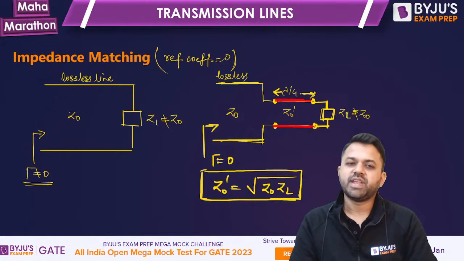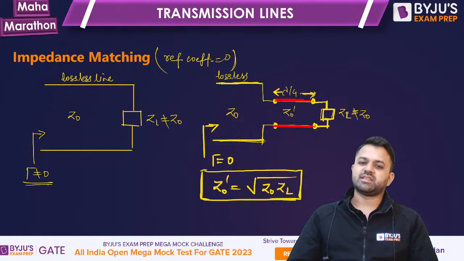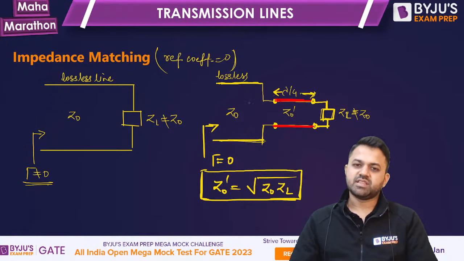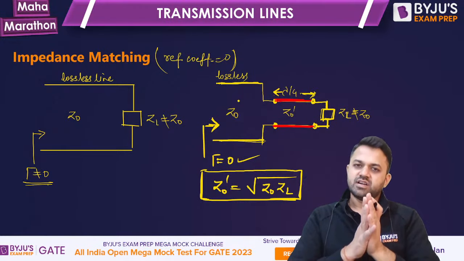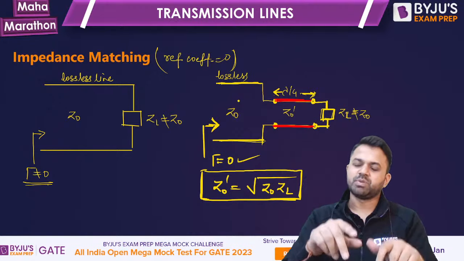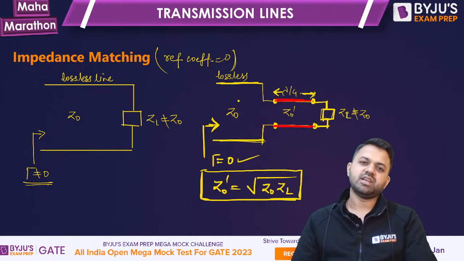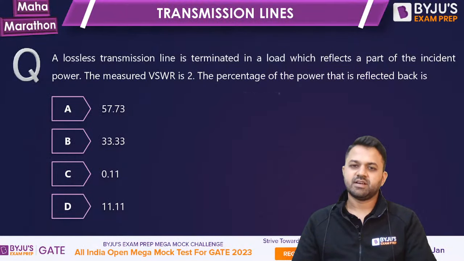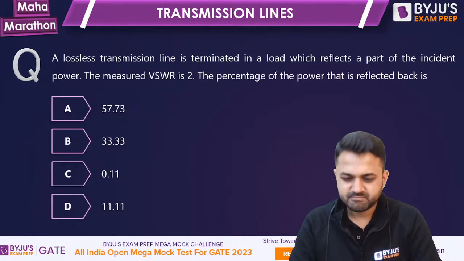Okay, so whenever we keep the lambda by 4 length transmission line in between the lossless line and the load, the input will have the reflection coefficient zero. So the zero reflection coefficient you can achieve by taking the geometric mean of the impedances to be matched and putting the lambda by 4 length transmission line in between them, you will get the answer. So what is the answer of this question?